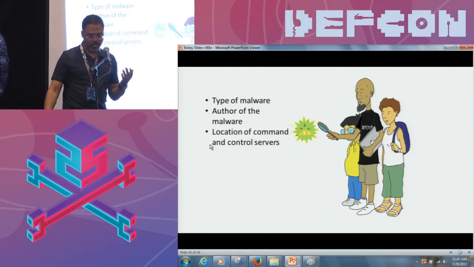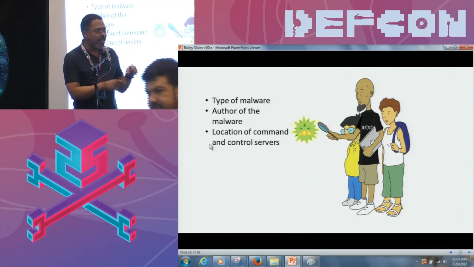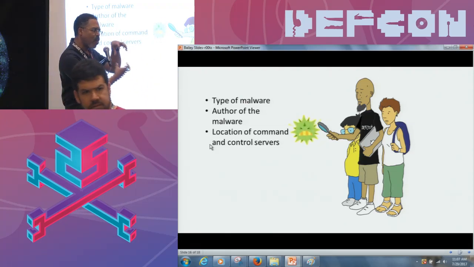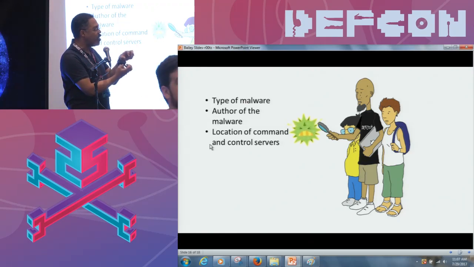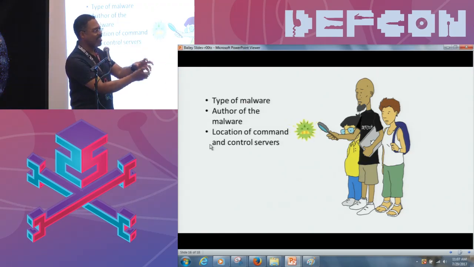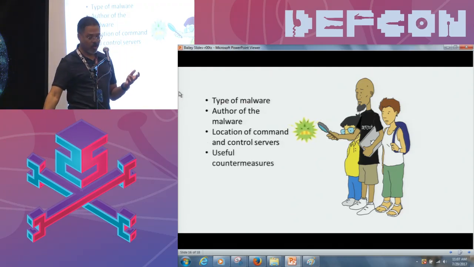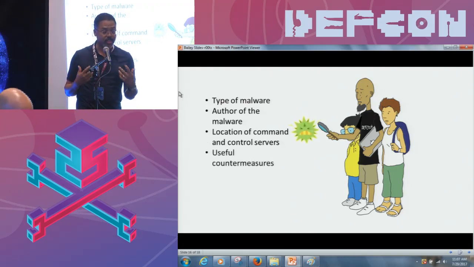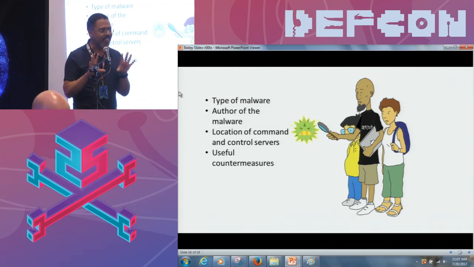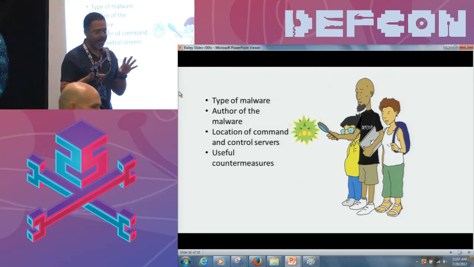We may also learn the location of those command and control servers. Remember, I was talking about the brain of the botnet. If we know where that is, we can go there and take that offline and take control of the botnet. Or we may learn what we call countermeasures. These are things that we could do to counteract the effects of the botnet.